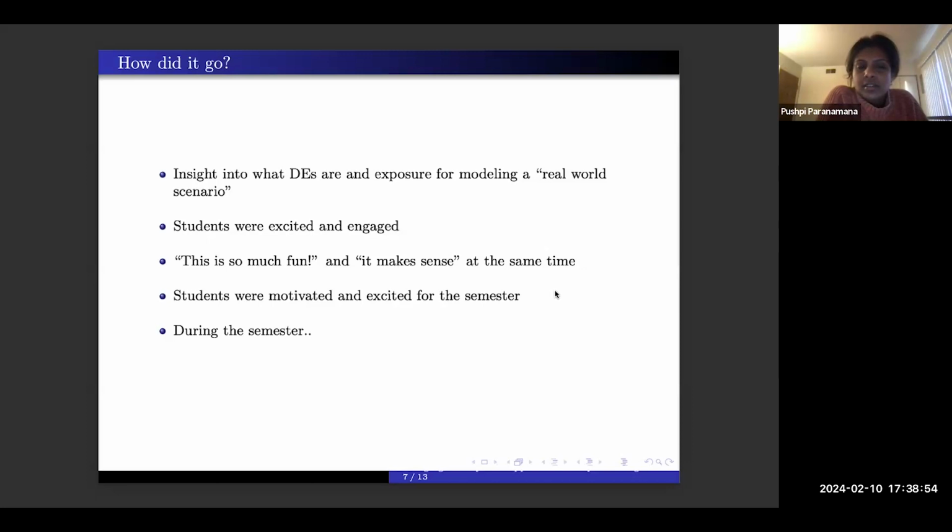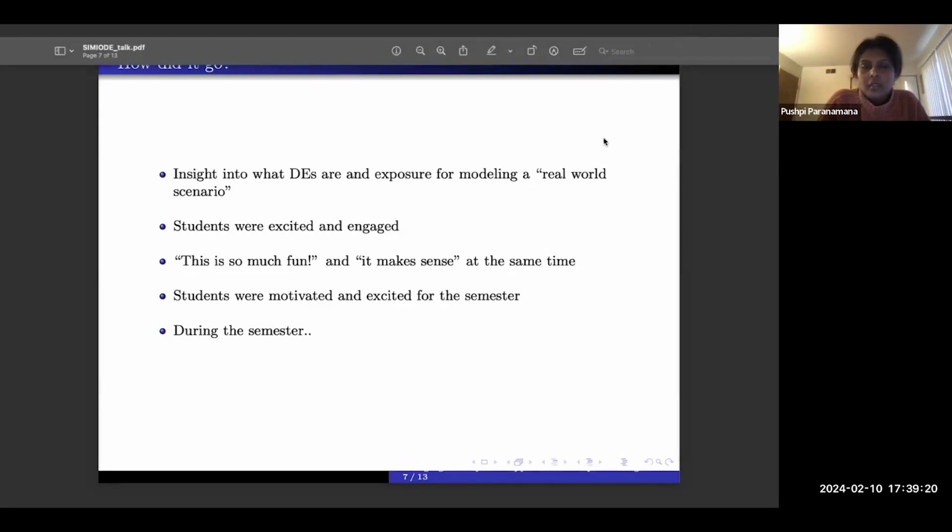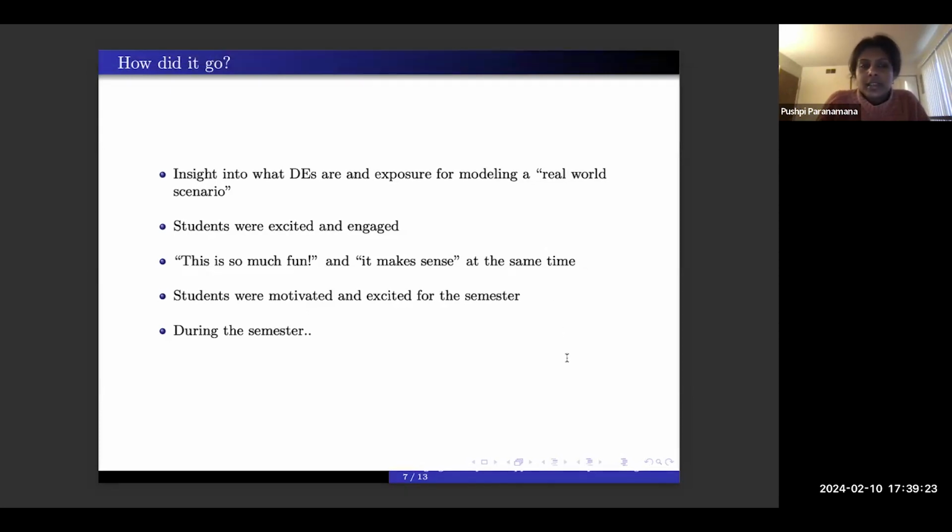And also during the semester, I didn't do much modeling because I had to cover a lot of content. But whenever I introduce a model or an equation, I refer to these activities and talk a little bit about the assumptions or limitations, what the extensions are, and things like that. So that's about the first day modeling activities.